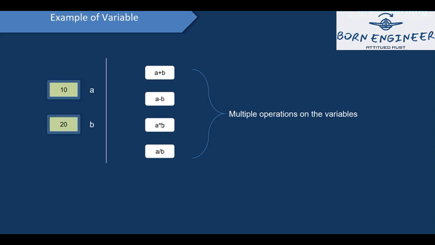And then you've got a into b. So you would have to use this star operator over here to multiply two variables. So a into b, it basically tantamounts to 10 into 20, which will become 200. So this is how you can work with variables.